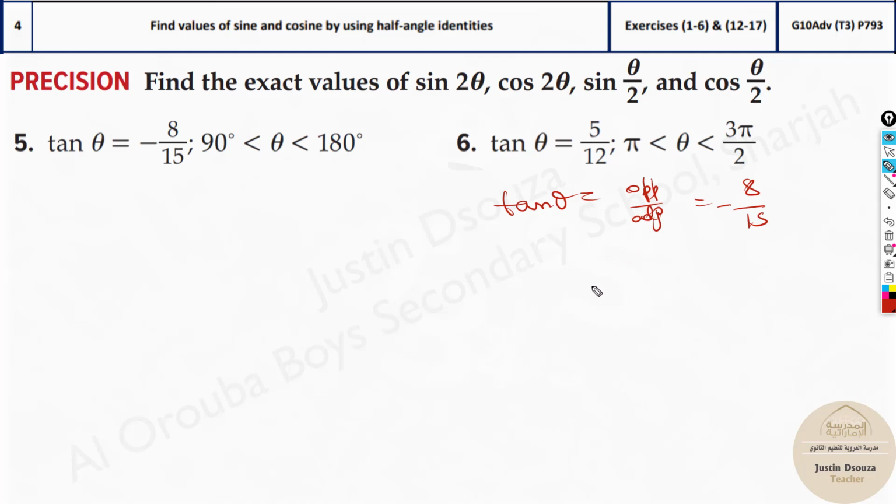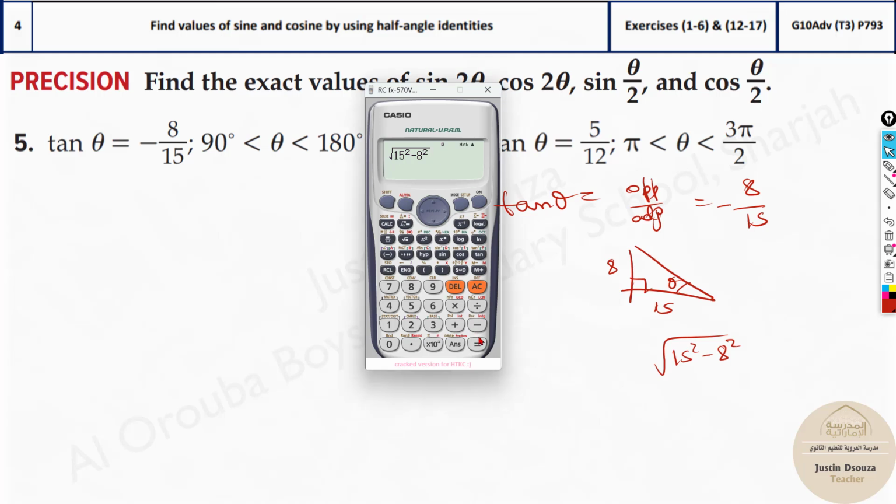Now, opposite side is given, adjacent side is given. What is the hypotenuse? Imagine this is 90 degree, this is theta. Opposite side over here is 8, adjacent side over here is 15. What is the hypotenuse? You can easily find it by the square root of 15 square minus 8 square. So when you solve this in the calculator, you get the answer for the hypotenuse. Here I've just typed it out, and the answer is root of 161. That's the hypotenuse, HYP. It's square root 161.